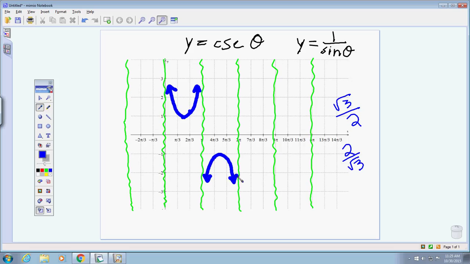And because we know it's a periodic function, we can make some pretty nice assumptions, or keep going around the unit circle until we have this whole deal, like so. And obviously it would keep going. So there's your cosecant graph.